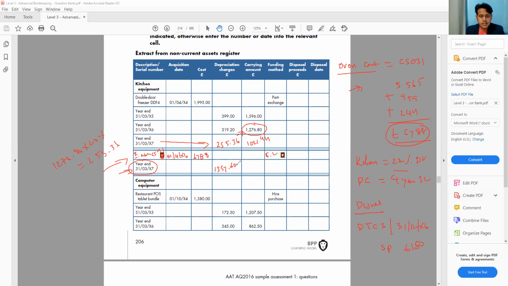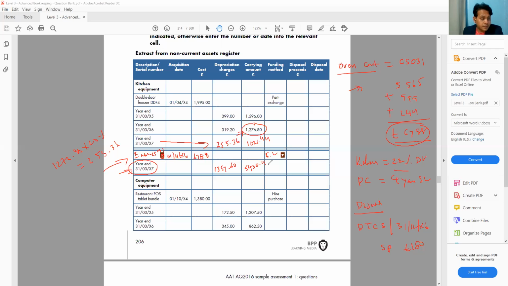Well done, Nazia. Yes. Then how much will be the carrying value? So my depreciation is 1357.60 and the cost is 6788. The difference will come as the carrying value. That will be our 5430.40. Very well done.